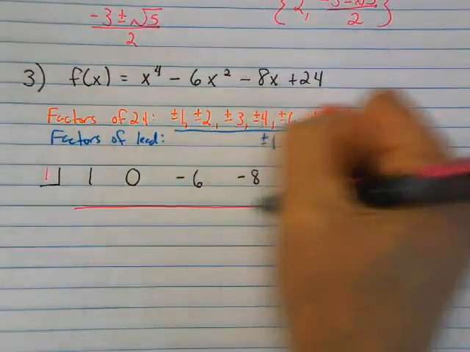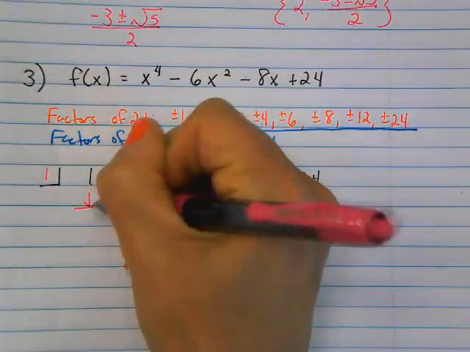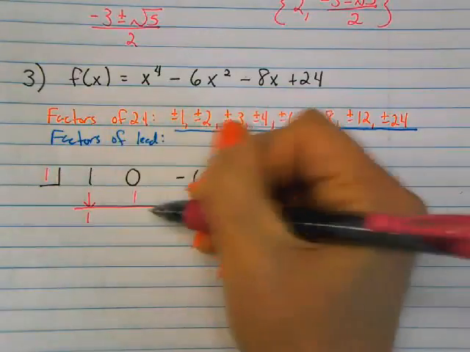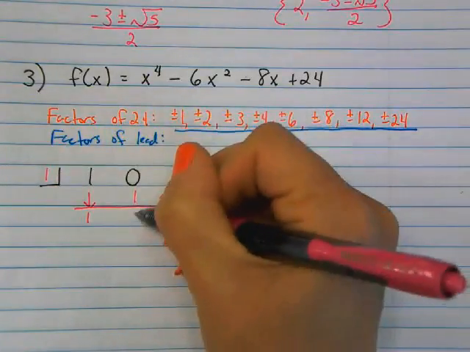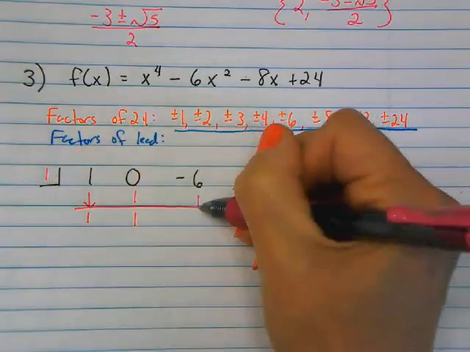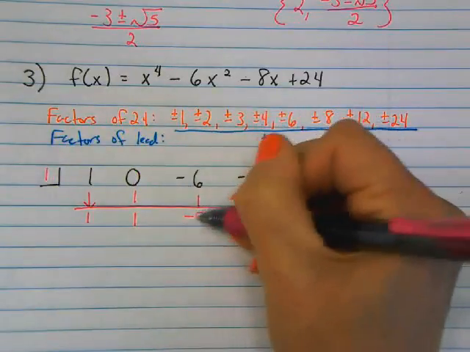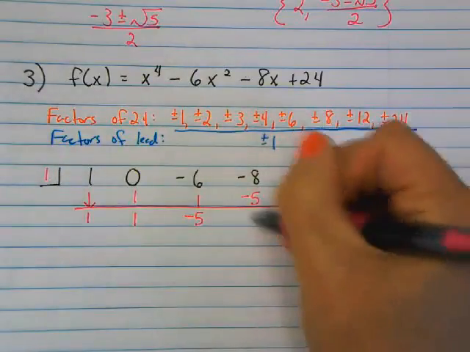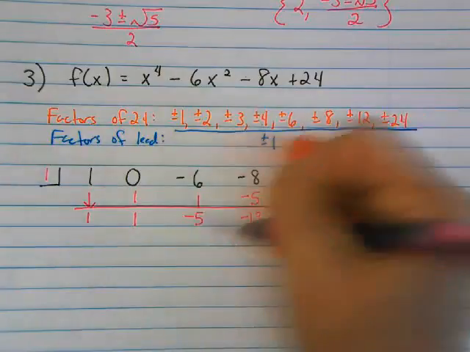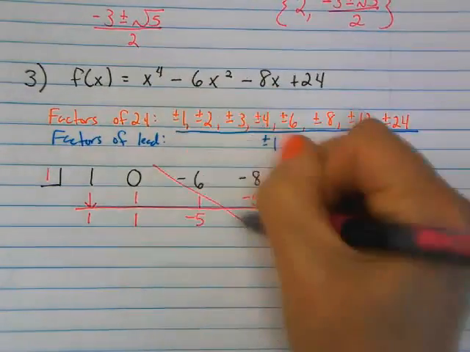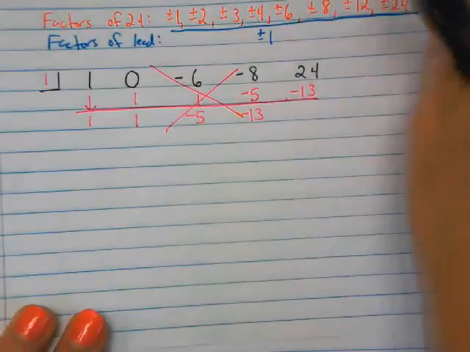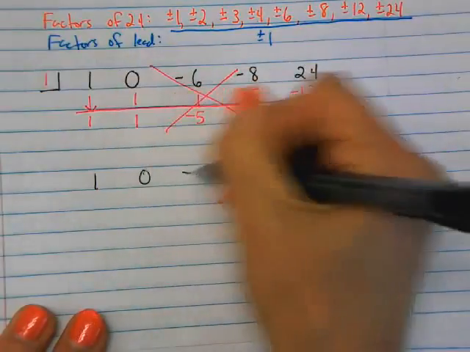Here we go. Bring down 1. 1 times 1 is 1. 0 and 1 is 1. 1 times 1 is 1. Negative 6 and 1 is negative 5. 1 times negative 5 is negative 5. I get negative 13. And I can already tell that this is a big ol' yuck. So I get to do it all again. Woohoo! 1, 0, negative 6, negative 8, 24.